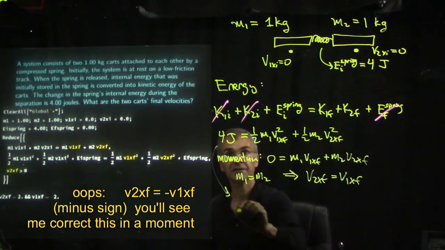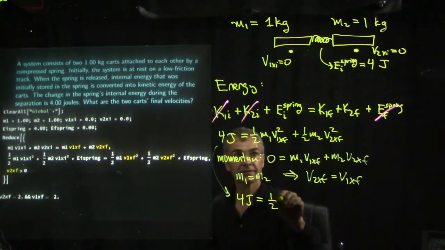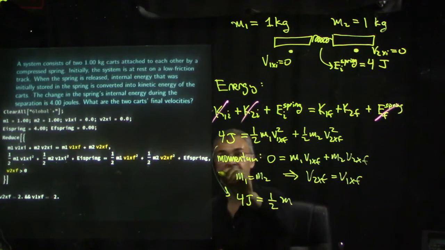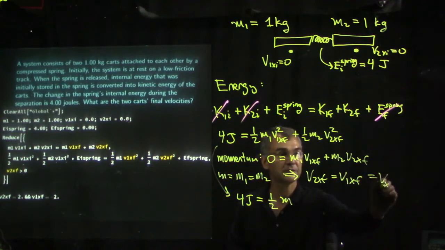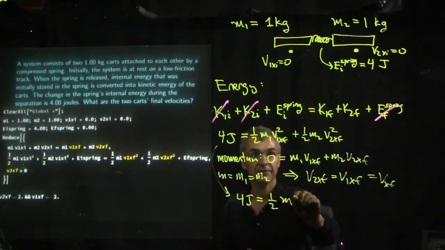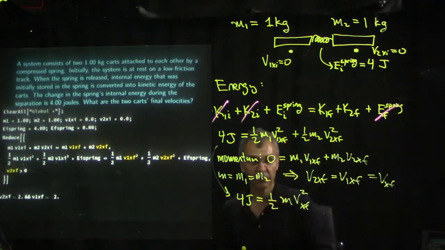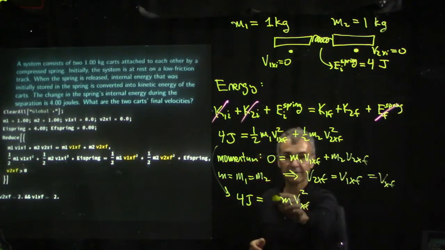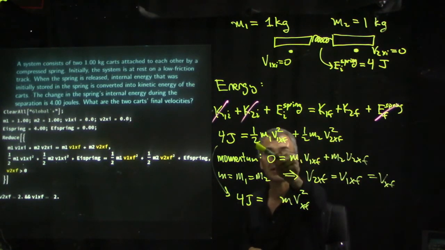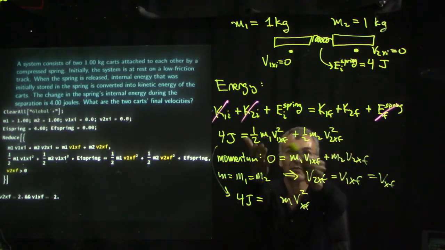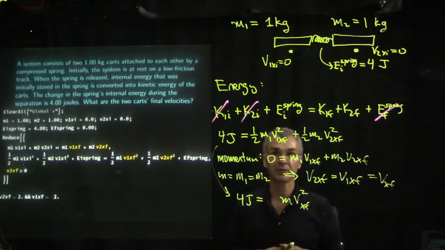We can move this down here, and we say 4 joules equals 1/2 M, so let's say M equals M1 equals M2, and then we can just call this Vx final. 1/2 M Vx final squared plus 1/2 M Vx final squared. Here's one of them, here's the other one, and they're equal because the masses are equal, and momentum tells us that the two velocities are equal, or the two speeds are equal.